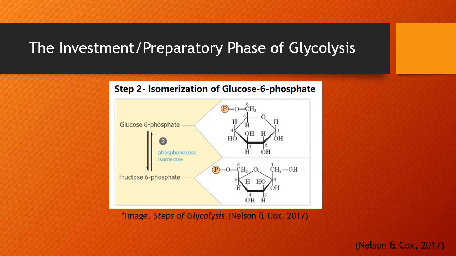So now in step 2, an enzyme called phosphohexose isomerase serves as a catalyst to isomerize the glucose 6-phosphate from the last step into fructose 6-phosphate.